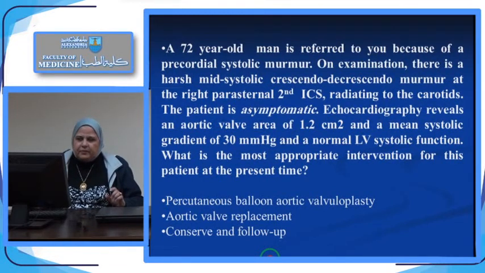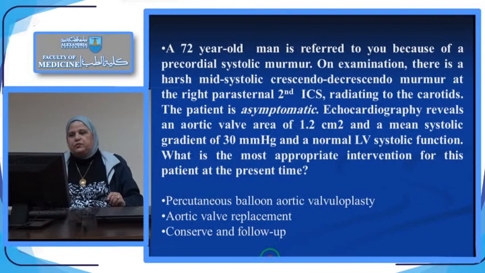This is an example of a scenario for discussing cardiovascular diseases in the elderly. A 72-year-old man is referred to you because of a precordial systolic murmur. Again, the most common murmur in the elderly is calcific aortic stenosis. You must exclude calcific aortic stenosis if you auscultate any murmur in the precordial area in the elderly. On examination, there is a harsh mid-systolic crescendo murmur at the right parasternal second intercostal space, radiating to the carotids.